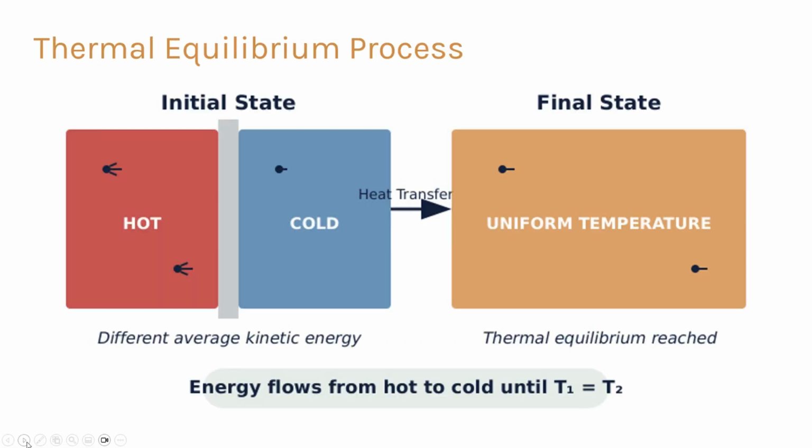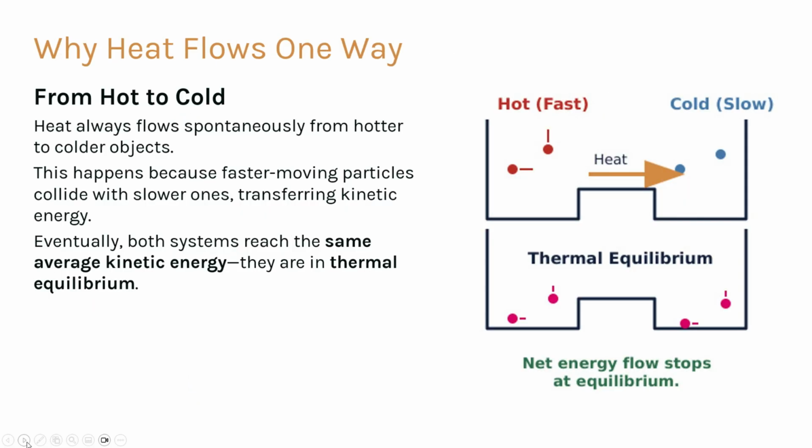Thermal equilibrium. Why heat flows one way. Now, let's talk about a very important idea, thermal equilibrium. Heat always flows spontaneously from hotter objects to colder objects. This happens because fast-moving particles collide with slower ones and transfer energy. Eventually, both objects reach the same average kinetic energy. At that point, there is no net heat transfer. The system is in thermal equilibrium.